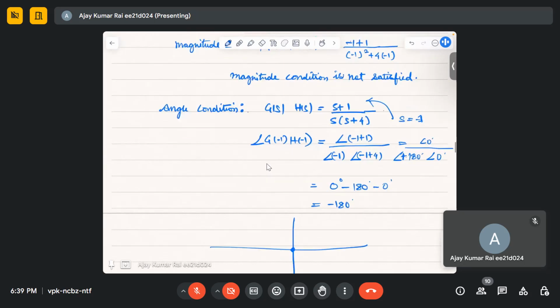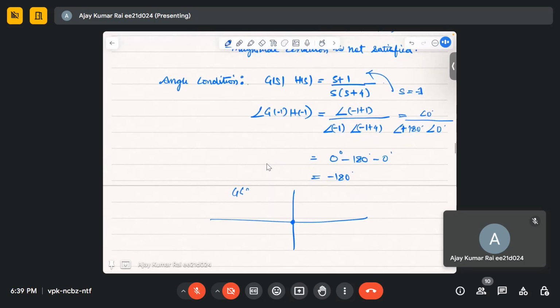Okay sir, for this condition, like GS HS, this is not the S plane. This is the GS HS plane. So at S equal to 1, GS HS can be this value, right? 0. So you can debate its angle is 0, its angle is minus 180 degrees, whatever. Its angle can be 180 degrees.